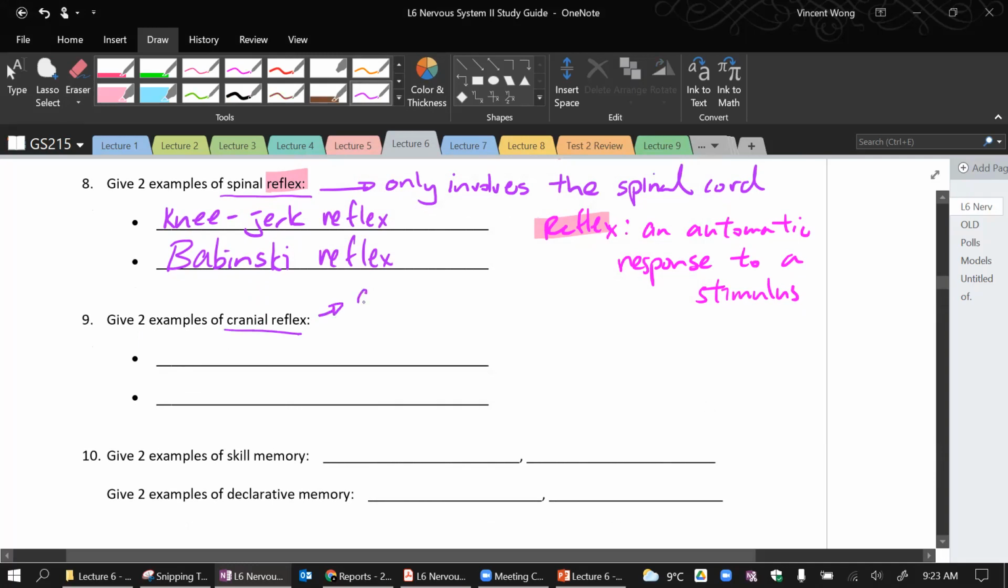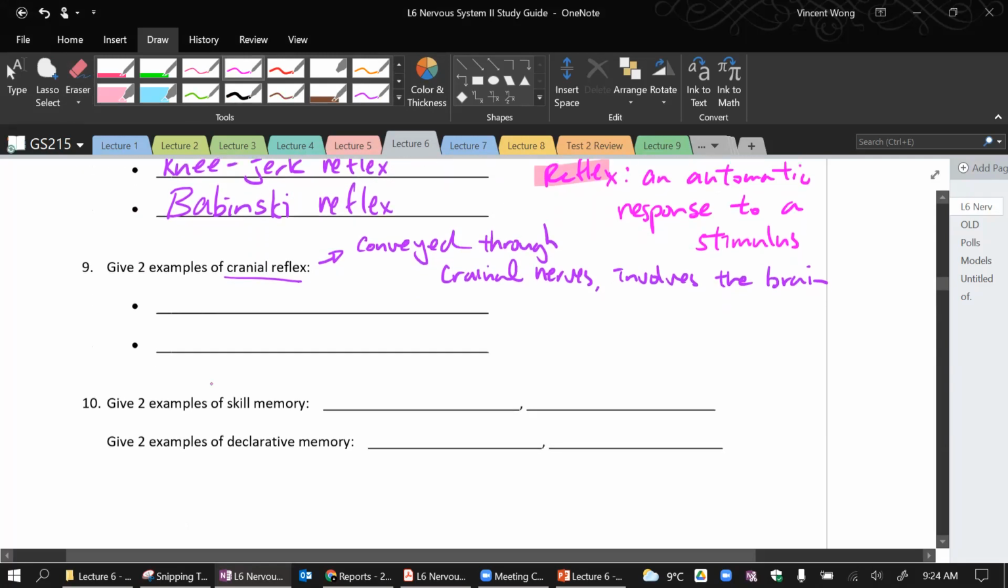Cranial reflex. These are conveyed through cranial nerves. It involves the brain, so no spinal cord this time, just the brain. Any examples of cranial reflexes? Anybody?